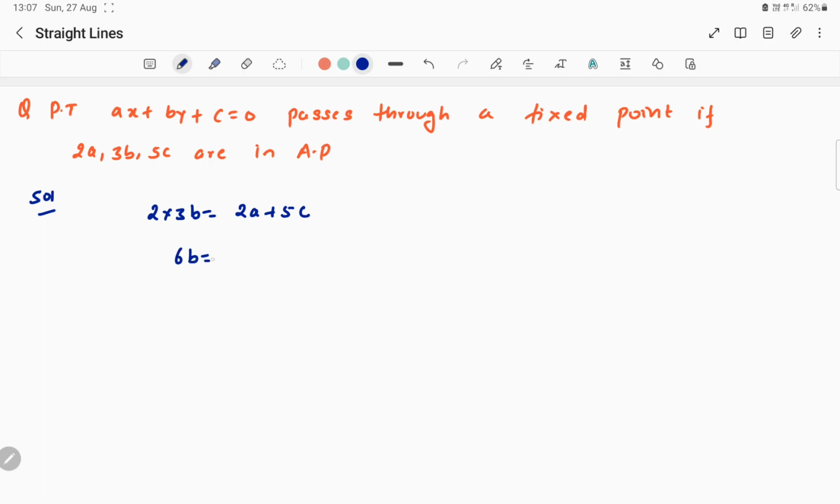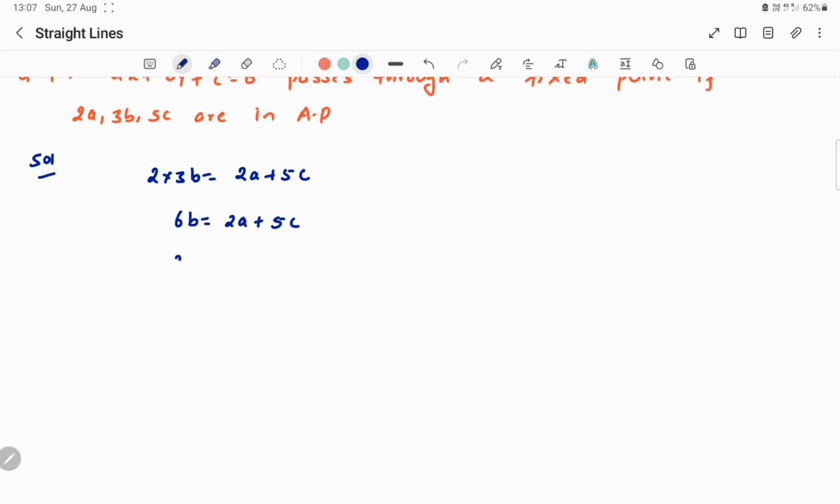So we got 6b is equal to what? 2a plus 5c. Or I can rewrite this equation as 2a minus 6b plus 5c is equal to 0. Is it okay? And my line equation is what? Ax plus by plus c equal to 0.